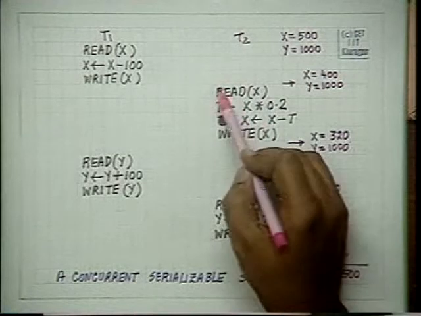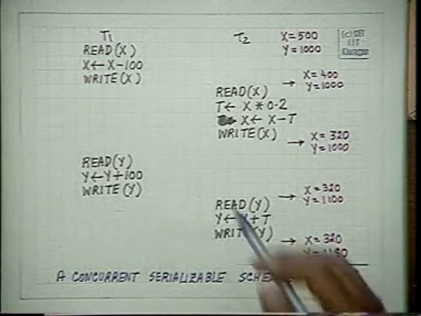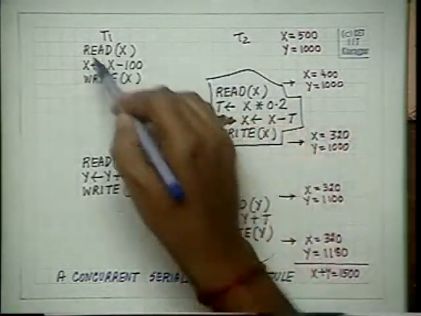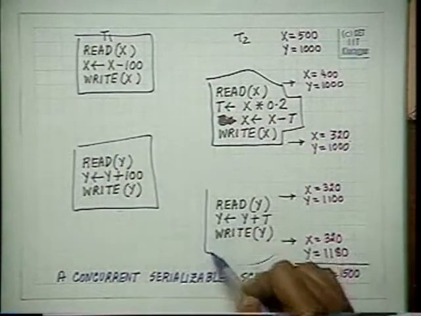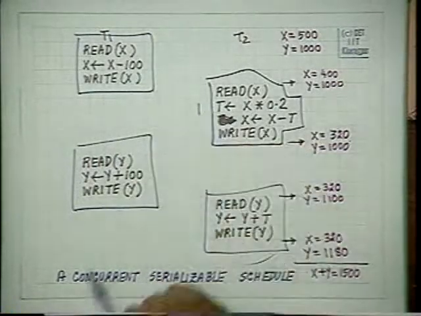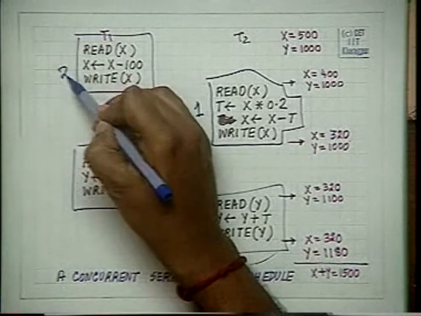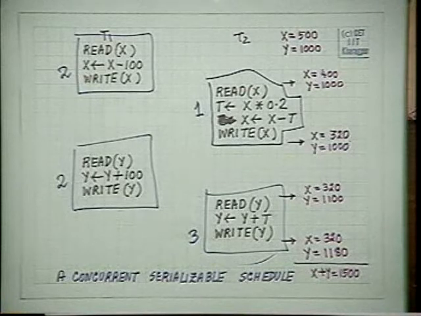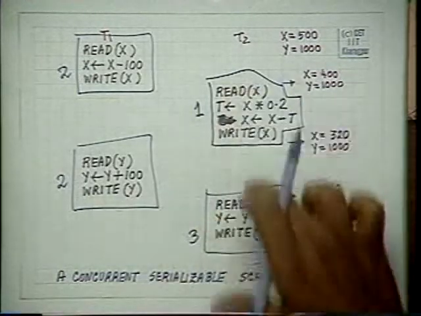Now let us see another one. Let us see another concurrent schedule. In time step 1, this one is done. In the first block, this one is done, then this one is done, then this one is done, then this one is done. This is equivalent to T2 followed by T1.